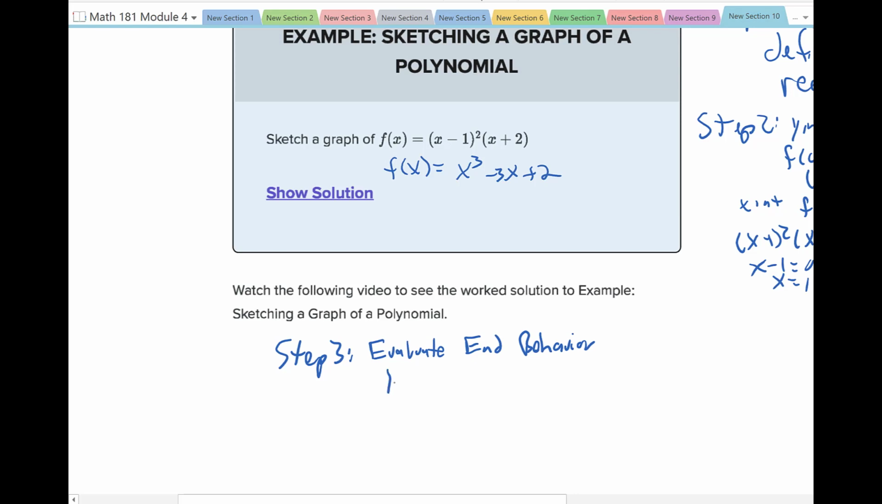So we take the limit as x goes to infinity of this function f of x, and that's going to be infinity. And then we look at the limit as x goes to negative infinity of this function f of x, and that's going to be negative infinity. And I think we can see that because as x gets big, it's going to get big. As x gets small, it's going to get really small.